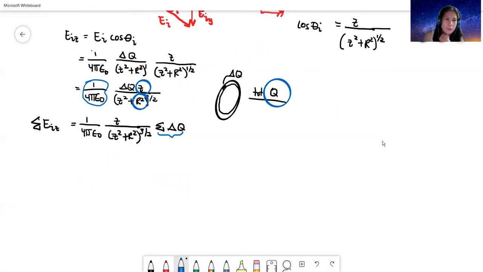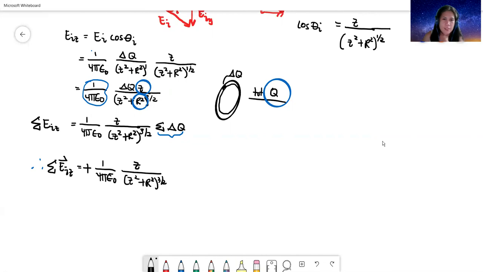So, in other words, therefore, we can say now that the summation of all the E_z as a vector, positive naman yan lahat. So, we have 1 over 4 pi epsilon sub naught, z over z squared plus r squared to the 3 halves. And then delta Q summation is just big Q. Okay? So this is going in positive z.